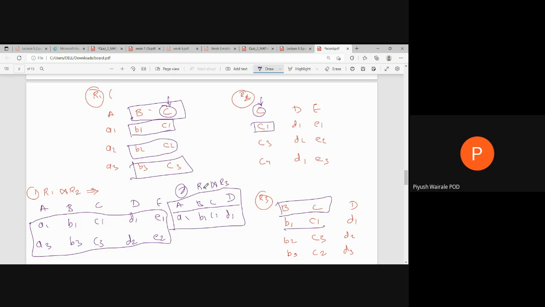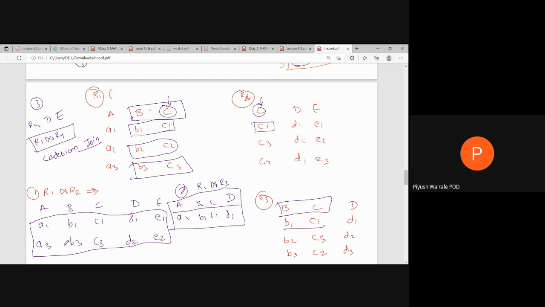So this is the second case, R1 natural join R3, when two attributes are common. Now the third case is when there are no common attributes. Say R4 is D, E, and I am performing R1 natural join R4. In that case, it will perform the Cartesian product, Cartesian join. Any doubt in the natural join part? When tuples are not common, it will only take the Cartesian join, otherwise it will take the common values.